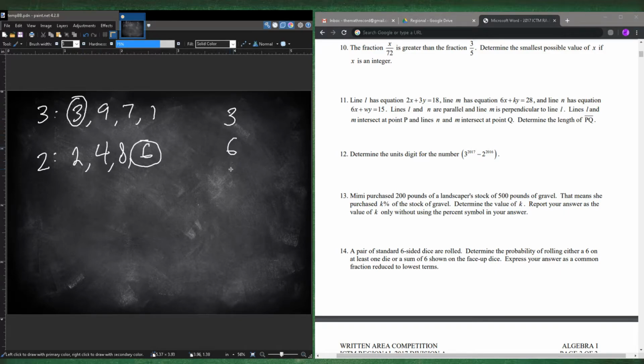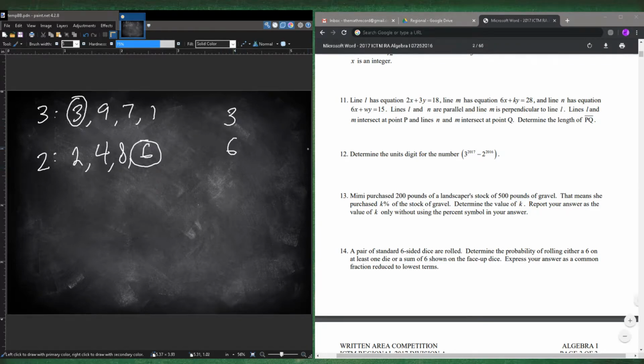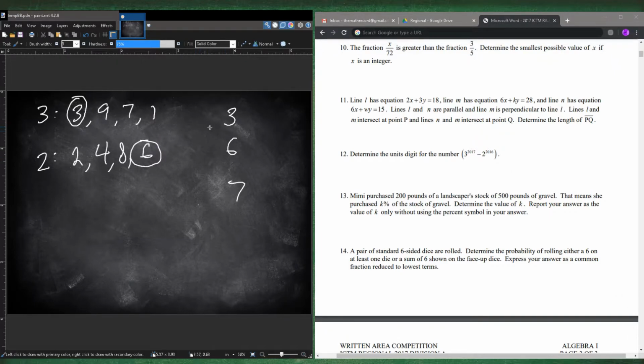So what's 3 minus 6? The units digit for this number is going to be a 7. So how do we know that? Because it doesn't matter that you have a bunch of digits over here, since 3 to the power 2017 is a really big number.